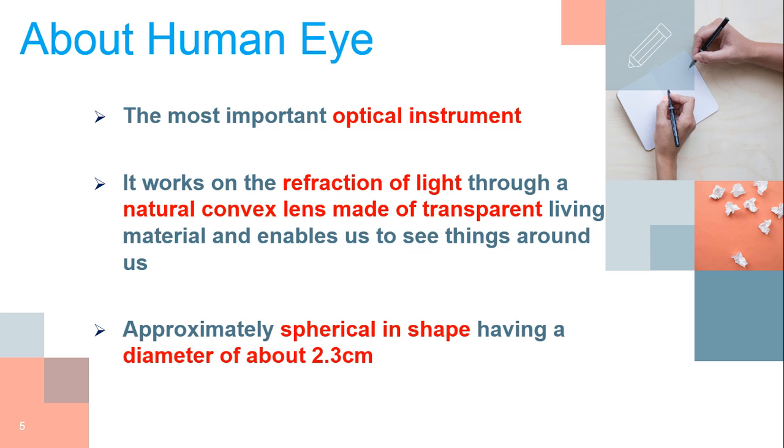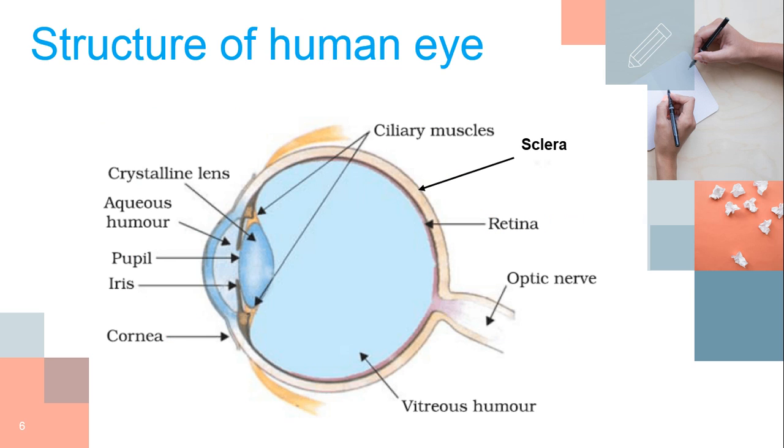Here light passes through our eye. That means light passes from one medium to another medium, so the refraction of light takes place. Our eye is spherical in shape and has a diameter of about 2.3 centimeters. So this is the structure of the human eye. We discuss every part of our human eye one by one.